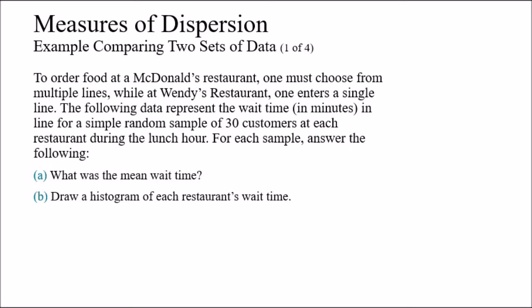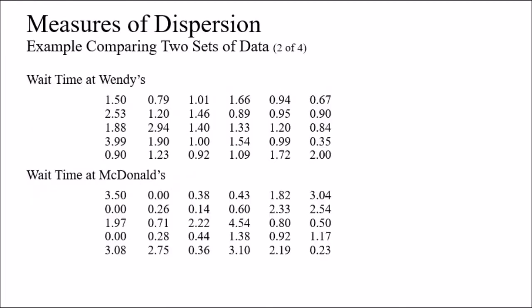Let's compare two sets of data by looking at this example. To order food at McDonald's restaurant, one must choose from multiple lines, while at Wendy's restaurant, one enters a single line. The following data represents the wait time in minutes in line for a simple random sample of 30 customers at each restaurant during the lunch hour. For each sample, we want to answer the following. What was the mean wait time? And then we want to draw a histogram of each restaurant's wait time.